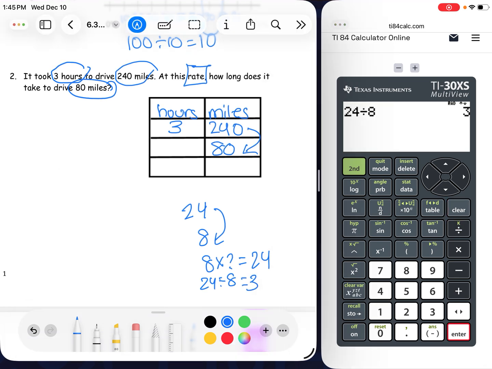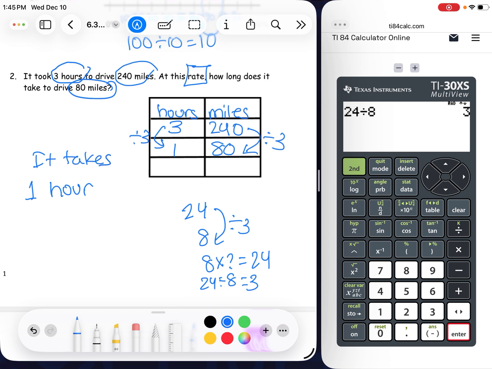3. So we divided both sides by 3 to get there. What I do to one side, got to do to the other. 3 divided by 3, how much is that? 1 hour. So it takes 1 hour to drive 80 miles. Wow, they're going fast. 80 miles per hour.